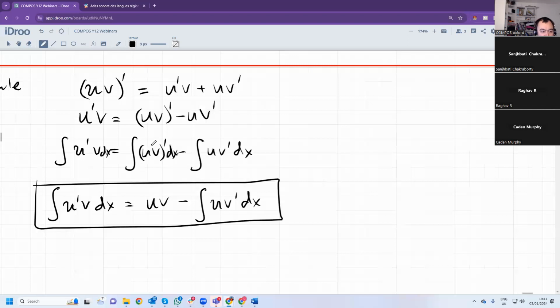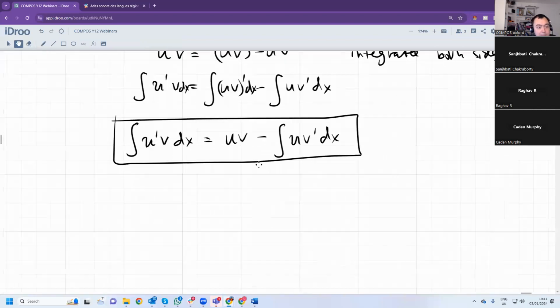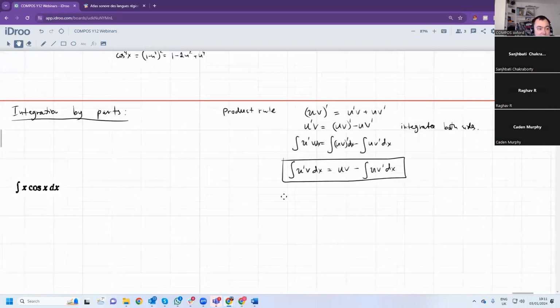Well, what I've done, so integrate both sides. I've done this, and then I've used, because the integral is the antiderivative, the integral of f prime is f. That's how it works. The integral of a derivative of a function is the function itself, because integration and differentiation are the opposites.